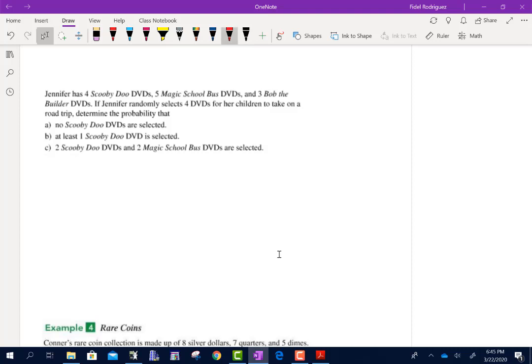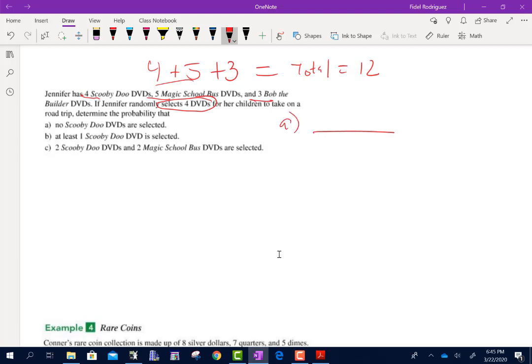Okay, so the first thing I want to do: we have 4 Scooby-Doos, 5 Magic Bus, 3 Bob the Builder. So 4 plus 5 plus 3, 4 and 5 is 9, 9 and 3, we have a total of 12. And we're going to select 4 of them. So for part A, my denominator is going to be 12 choose 4.